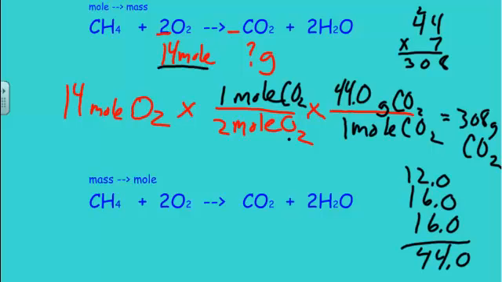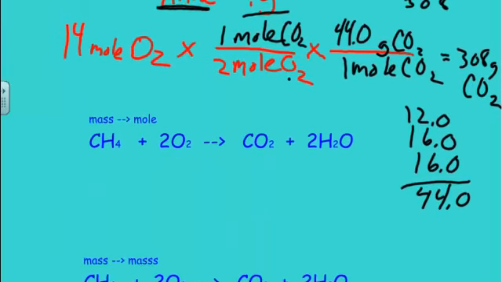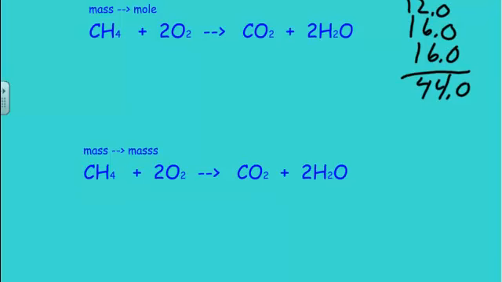And that's my answer. So according to my equation, 14 moles of oxygen would yield 308 grams of carbon dioxide. The next type, we refer back to the box, is going to be our mass to mole. It's going to be very similar to the one we just did. It's also going to be 2 steps, but notice here, my 1 and my 2 are reversed. So I'm going to use the top one first, and then I'm going to use the second one.